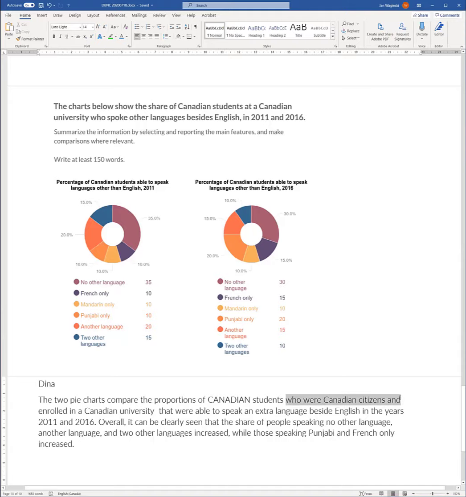Or they look at this holistically. It really starts to get awkward if you try and make too many changes with this. So do the best you can. They do look at this holistically, so if a few words are the same, it's not going to kill you. Enrolled in a Canadian university that were able to speak an extra language besides English in the years 2011 and 2016.